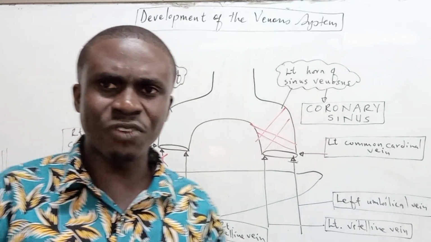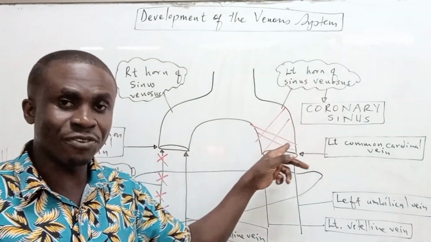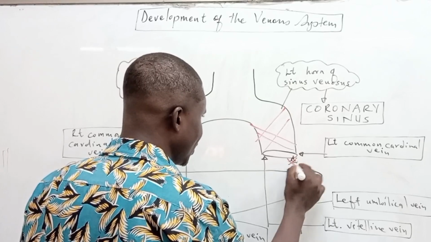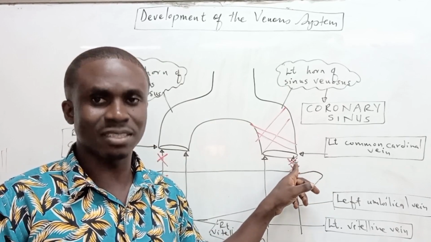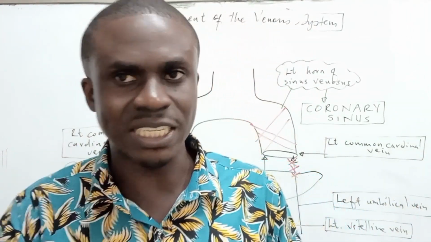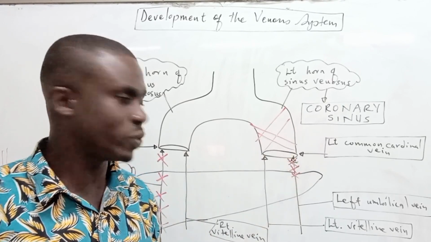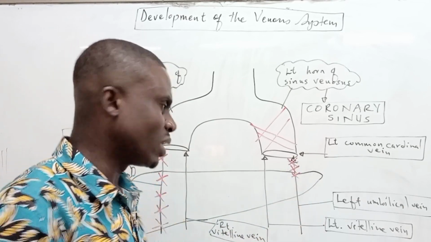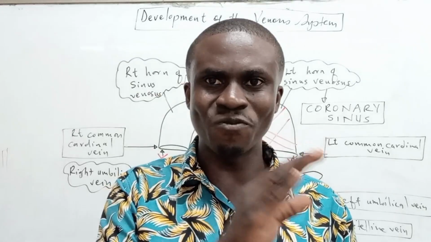Now, my friends, the left umbilical vein, some portion of it also degenerates. The reason is that I told you that the left horn of sinus venosus degenerates. And so the cranial portion, I want you to become aware of this, of this left umbilical vein also degenerates. Yes, that's what happens. I've told you that bad company corrupts good manners. Because the left horn of sinus venosus has degenerated, the cranial portion of the left umbilical vein also degenerates together with the cranial portion of the left vitelline vein.